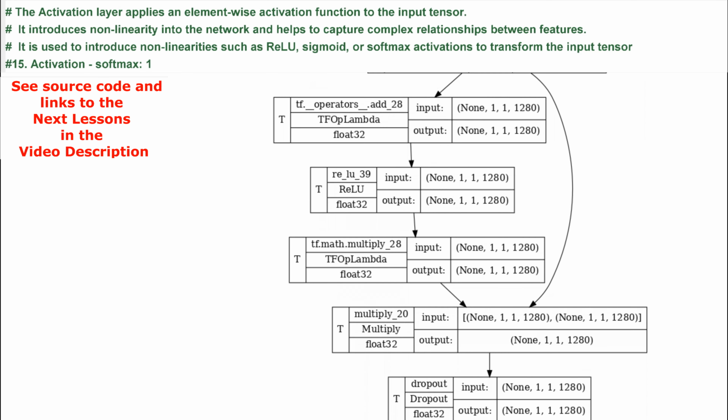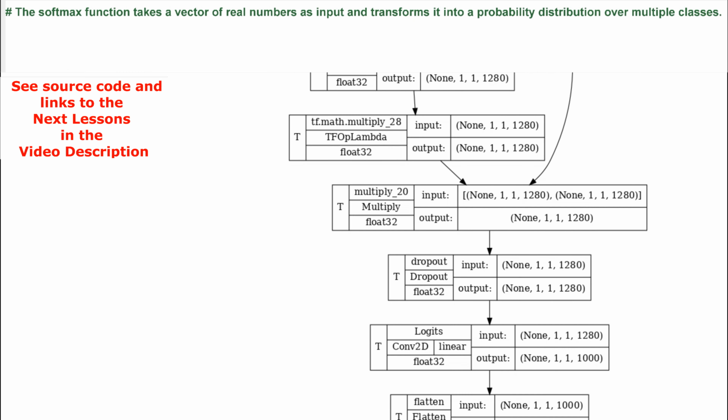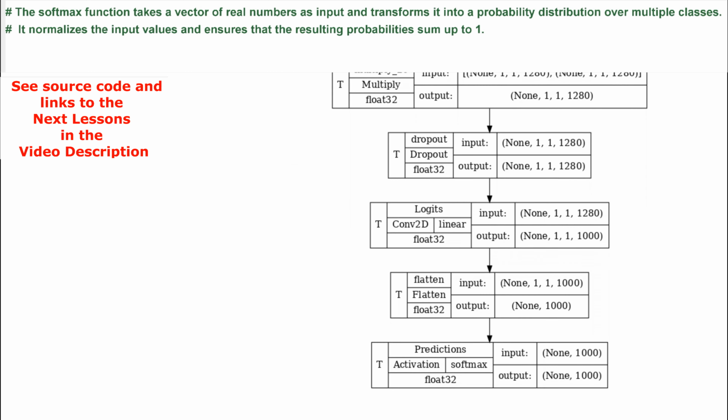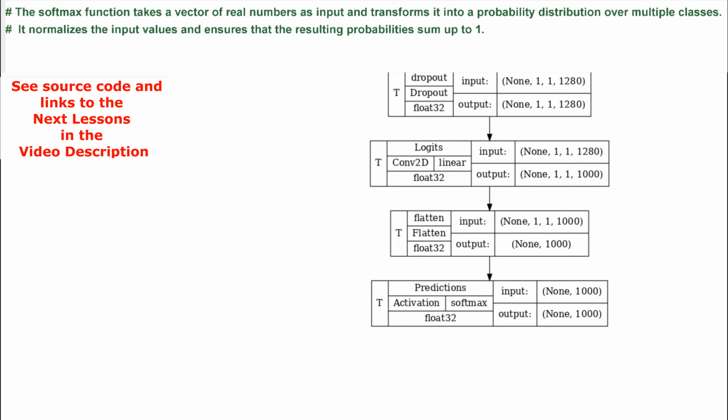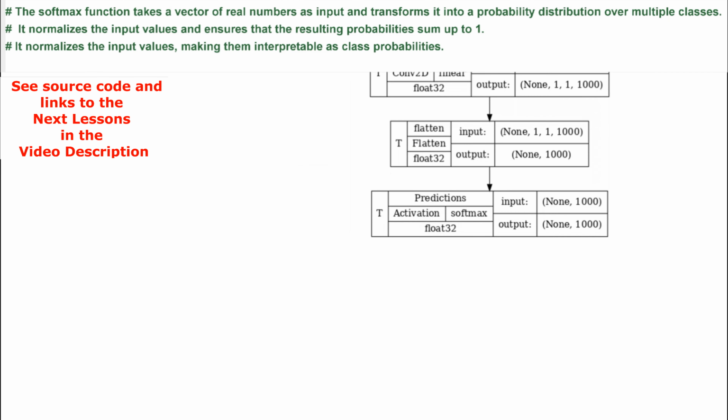15. Activation, softmax, 1. The softmax function takes a vector of real numbers as input and transforms it into a probability distribution over multiple classes. It normalizes the input values and ensures that the resulting probabilities sum up to 1. It normalizes the input values, making them interpretable as class probabilities.